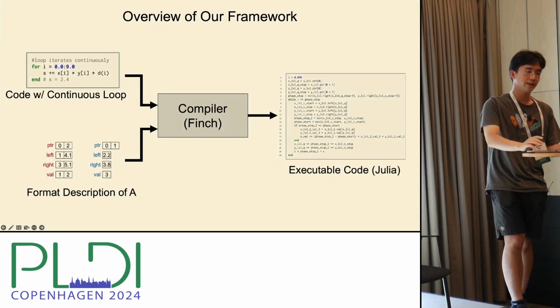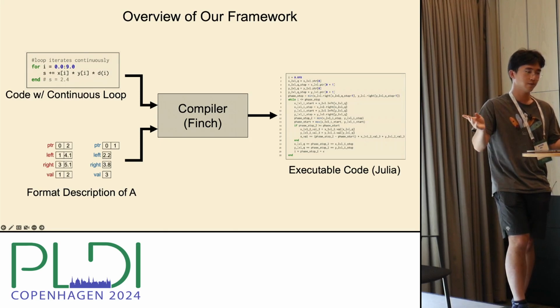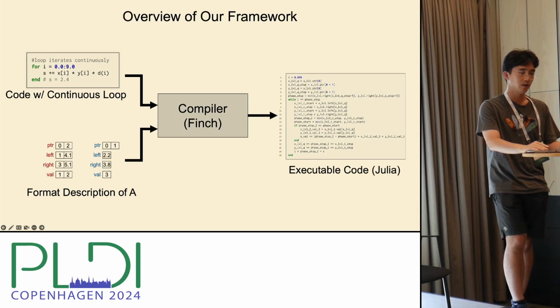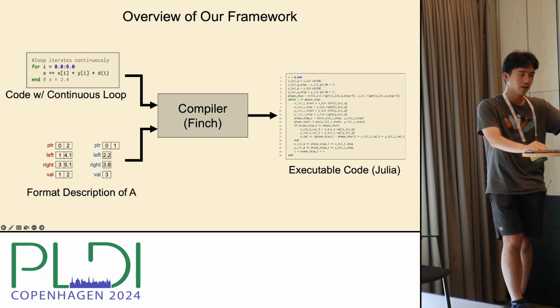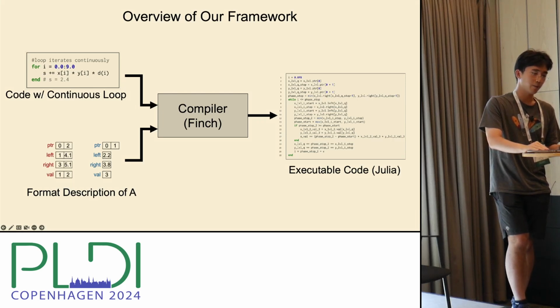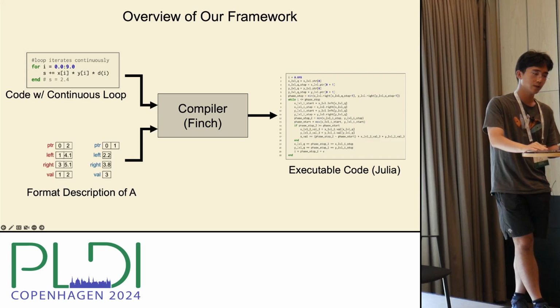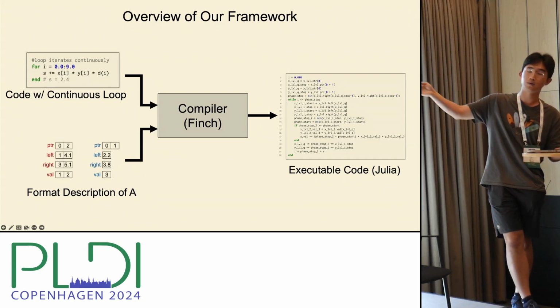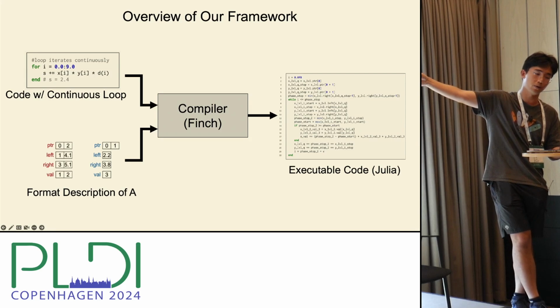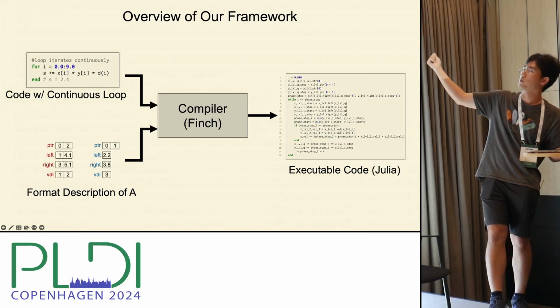So we built a compiler for this continuous loop using Finch. I won't go into detail of the compiler implementation in this talk, but as Willow suggested, Finch was originally designed for the integer domain, but we extended it to the continuous domain by adding some more cool rewriting rules. Our compiler needs two things: code with continuous loops and the description of how the continuous tensors are stored in memory. The compiler then gives you code that can actually be run on the hardware.